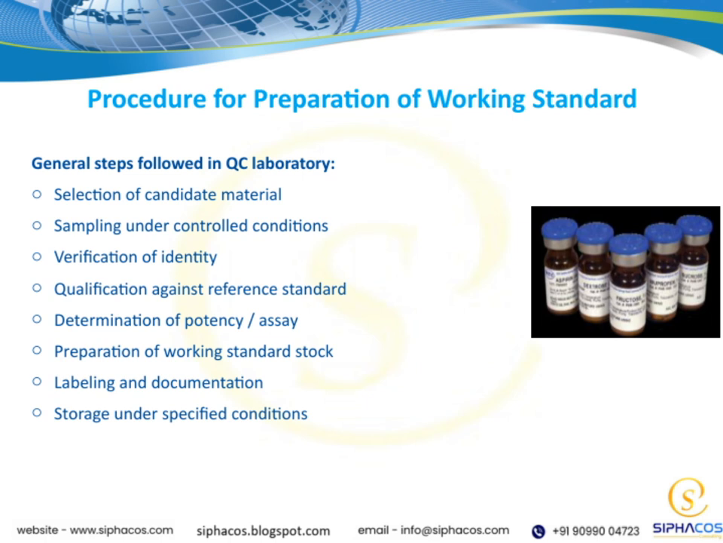Next, we move on to sampling under controlled conditions. This means collecting a representative sample while maintaining strict controls to avoid contamination or bias. Proper sampling is vital because it directly impacts the reliability of our standard.